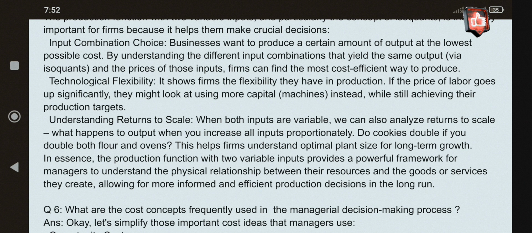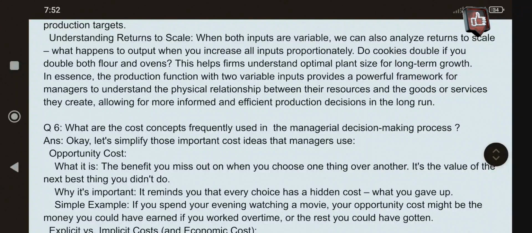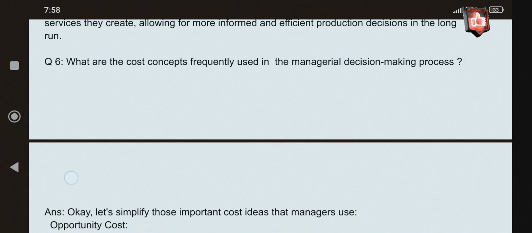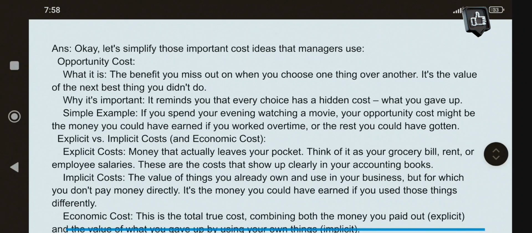Understanding returns to scale. When both inputs are variable, we can also analyze returns to scale. What happens to output when you increase all inputs proportionately? Do cookies double if you double both flour and ovens? This helps firms understand optimal plant size for long-term growth. In essence, the production function with two variable inputs provides a powerful framework for managers to understand the physical relationship between their resources and the goods or services they create, allowing for more informed and efficient production decisions in the long run. What are the cost concepts frequently used in the managerial decision-making process?